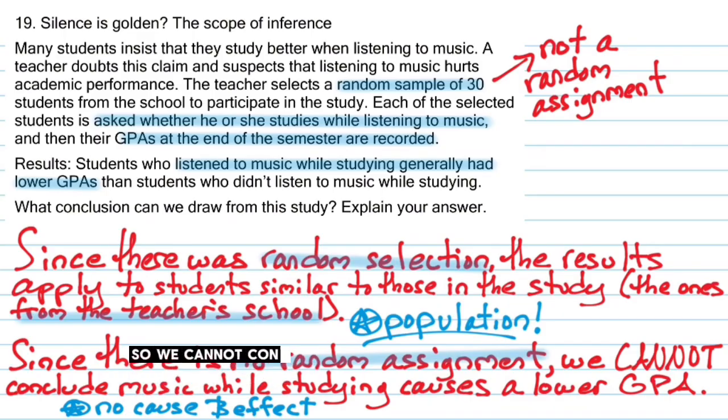So we cannot conclude any cause and effect relationship here because we did not do a randomized assignment of people into groups. We just took students in general as a random sample. So if you're not declaring that you are randomly assigning individuals into groups, then you are not able to make a cause and effect justification at the end of your study.